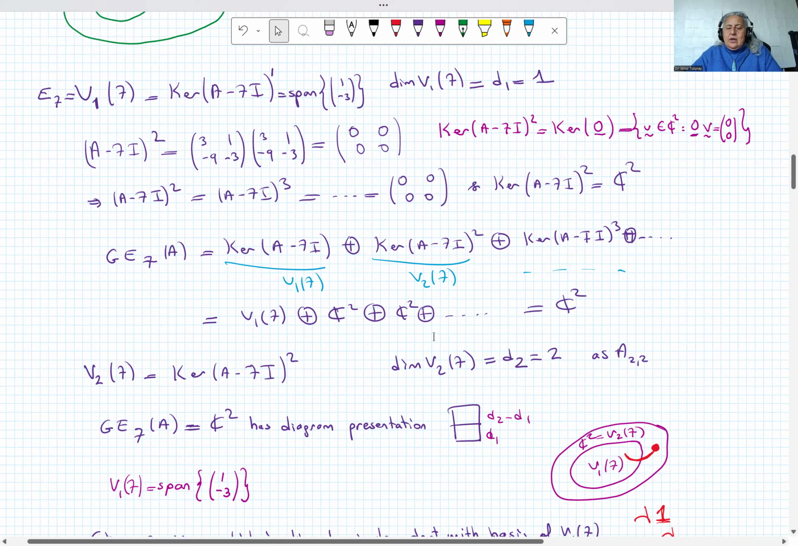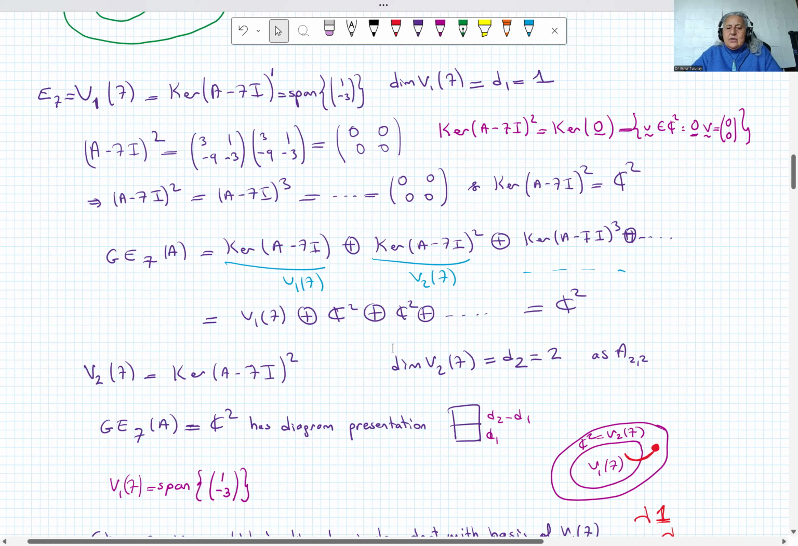Then V2, the dimension of V2 is 2, which is this guy, C2, and that is dimension 2. And in some stage, always, since you have 2 by 2 matrices, you will reach that. Okay, the diagram for this one will be: D1 is one-dimensional, and D2 is 2, so D2 minus D1 is 1.